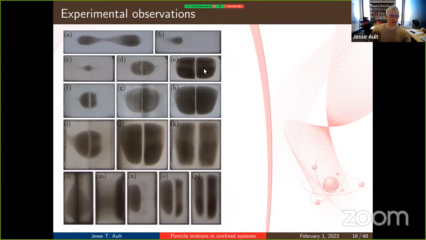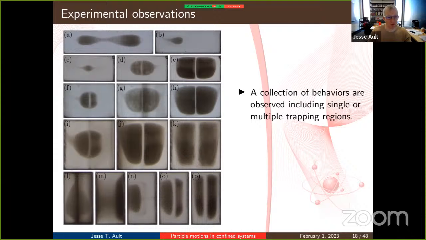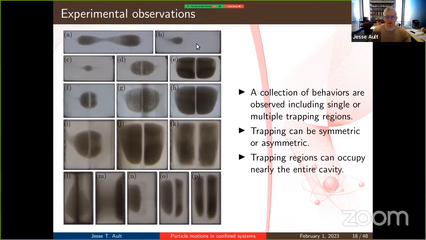So just looking at a variety of different Reynolds numbers and cavity widths, it's not really important what the specific parameters are here, but the idea is this is kind of a variety of the results that we observed experimentally. You can see there's kind of a collection of different behaviors that you can observe, including either single or multiple trapping regions. A lot of times there's a void in between the two regions, and you can also see symmetric, for example, in D, or asymmetric as in B.